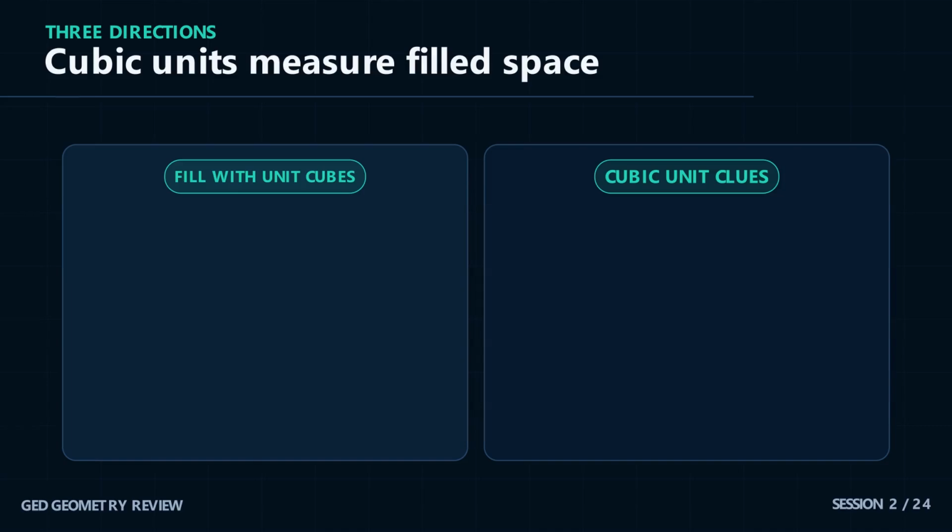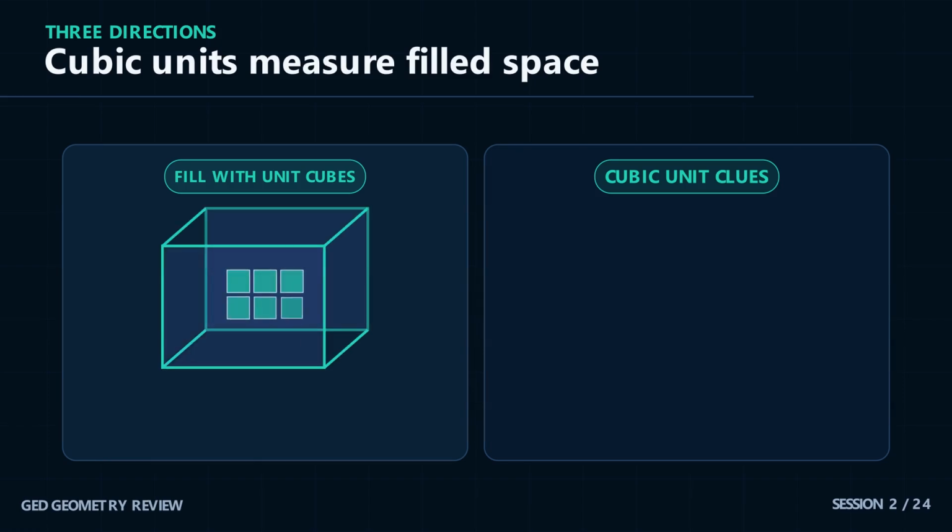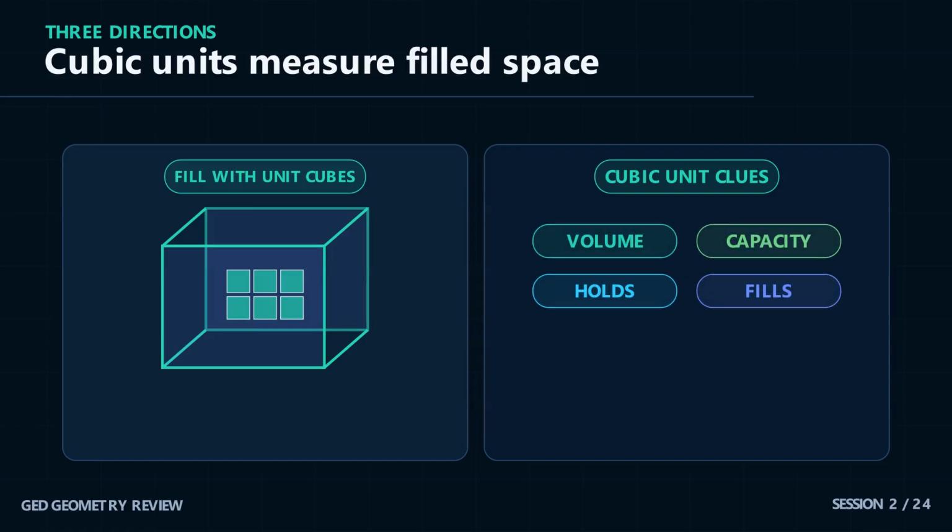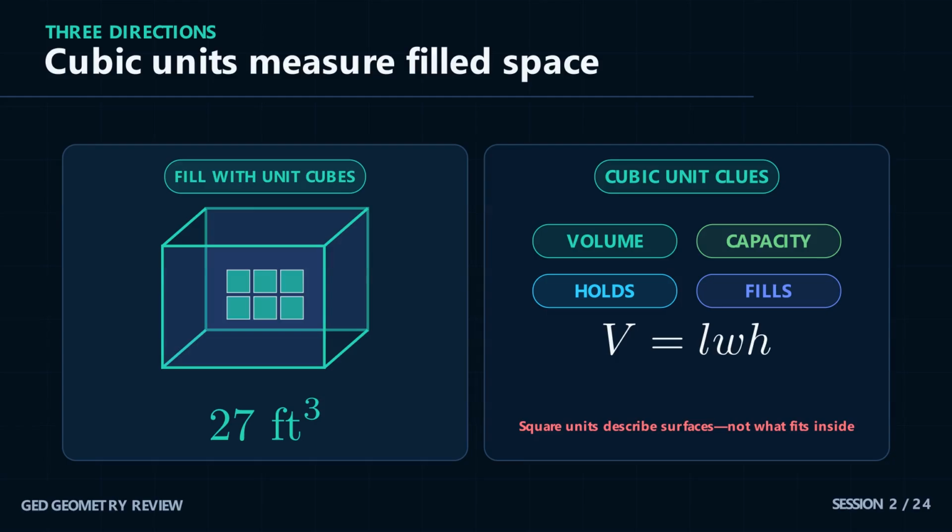Cubic units measure 3-dimensional space. Volume tells how much space is inside a solid. Capacity tells how much a container can hold. Both use cubic units because the space extends in 3 directions: length, width, and height. Picture filling a box with unit cubes. Watch for volume, capacity, holds, fills, contains, and water. If you report square units for a volume problem, you measured the outside surface instead of the space inside.